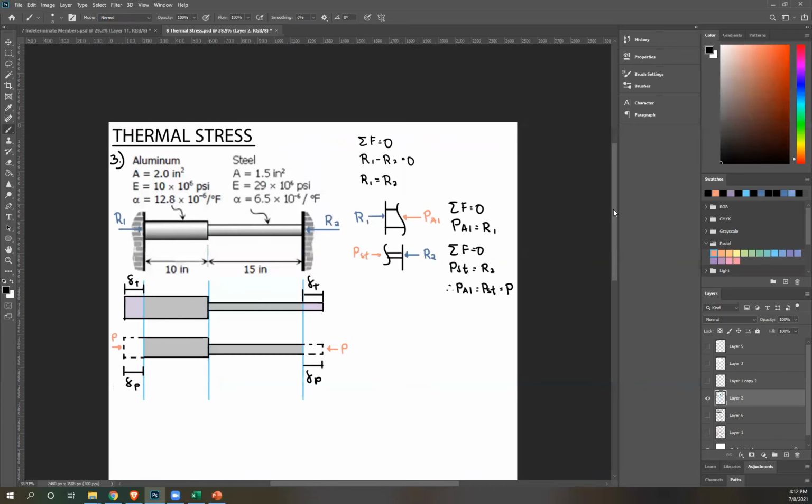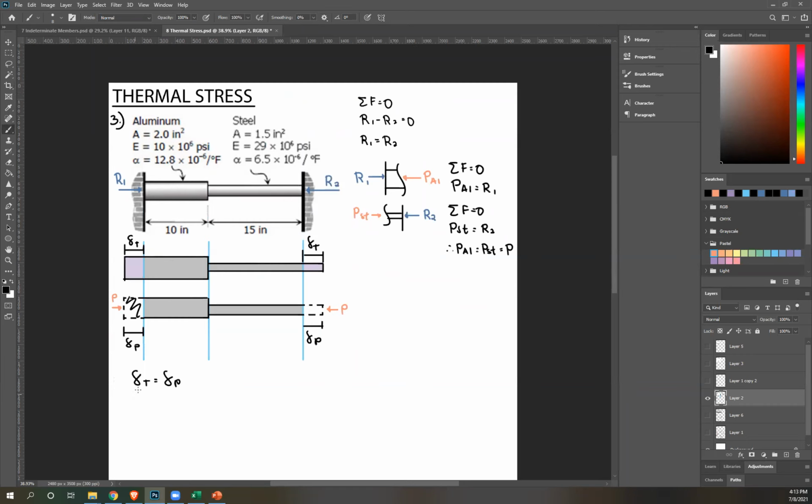So if you've noticed, the total deformation due to temperature is this, although from different materials. That total deformation is still equal to the deformation due to your force. Okay? So therefore, delta T again is equal to delta P. Here, this is the total deformation of aluminum and steel. So summation.